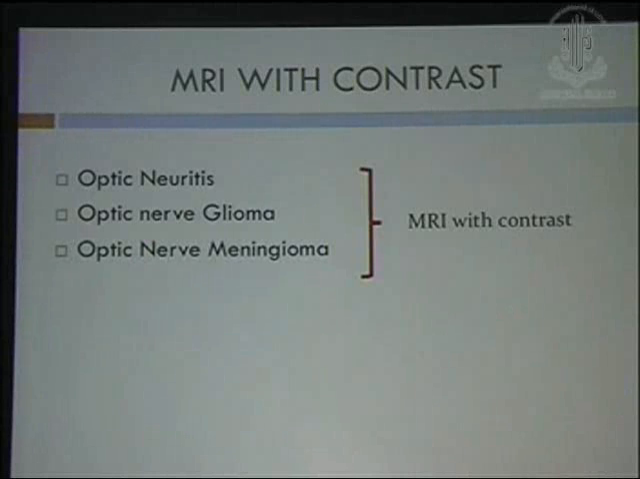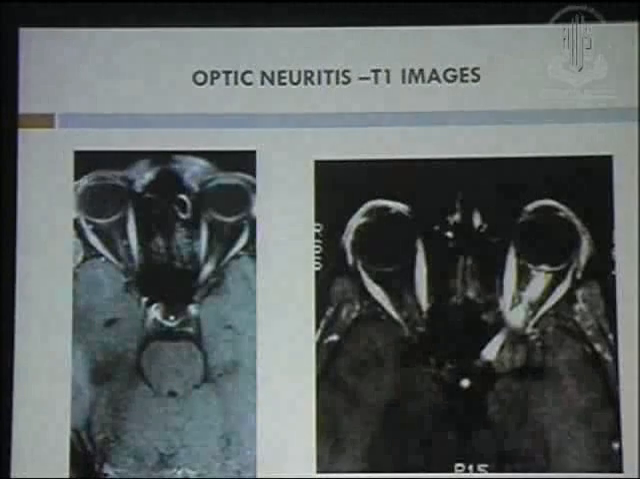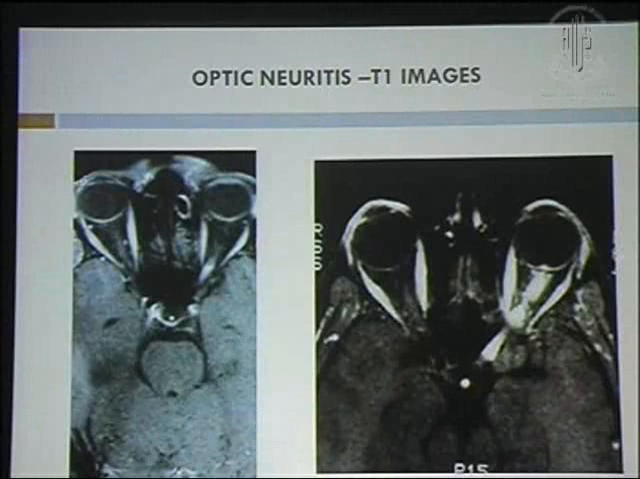Now, in MRI, when should we order for a contrast? In MRI, you can order for a contrast if you're suspecting optic neuritis, if you're suspecting optic nerve gliomas or optic nerve meningioma. This is an MRI of a patient with optic neuritis. These are the T1 images. As you can see, the vitreous is black in both the conditions. Here also it is black. Both of them are T1 images.